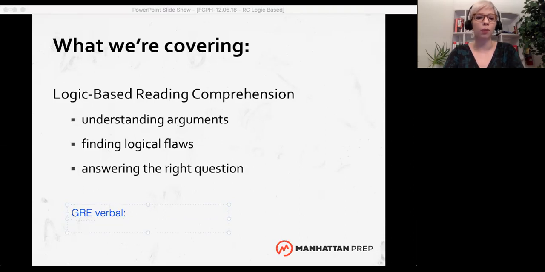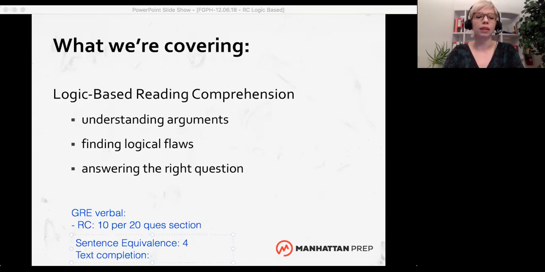Well, there are three main question types. There are reading comprehension questions. You'll get 10 of those per 20 question section. And then what are the other question types on GRE Verbal? Right, sentence equivalence and text completion. Sentence equivalence, you typically get 4 of those. Text completion, you typically get 6 of those. These are the ones that we call the vocab-based verbal questions.